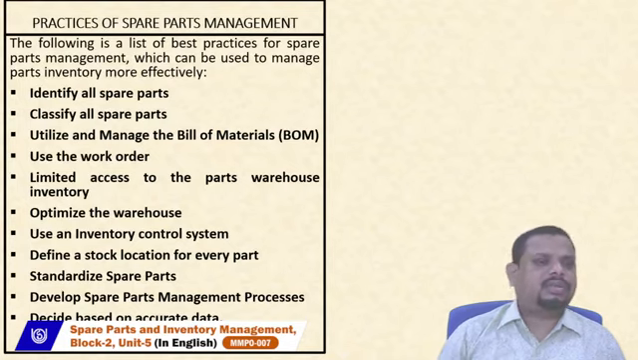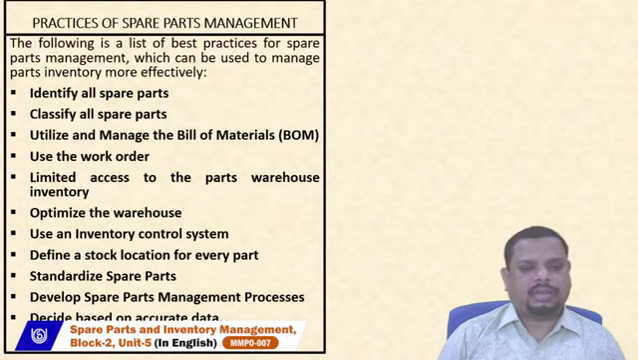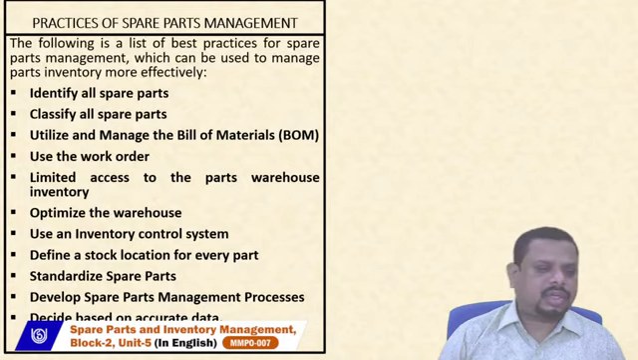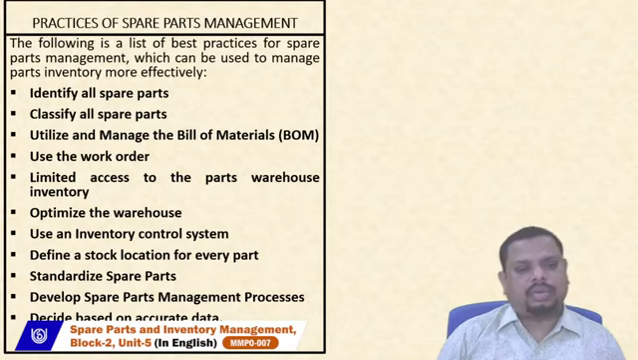The next is that you must classify all the spares. As I told you, the classification goes: capital, then insurance, the third is overhaul, the fourth is wear and tear, and the last is consumables.